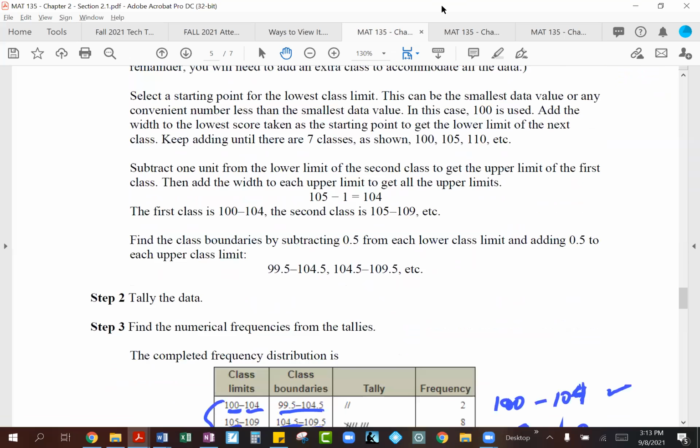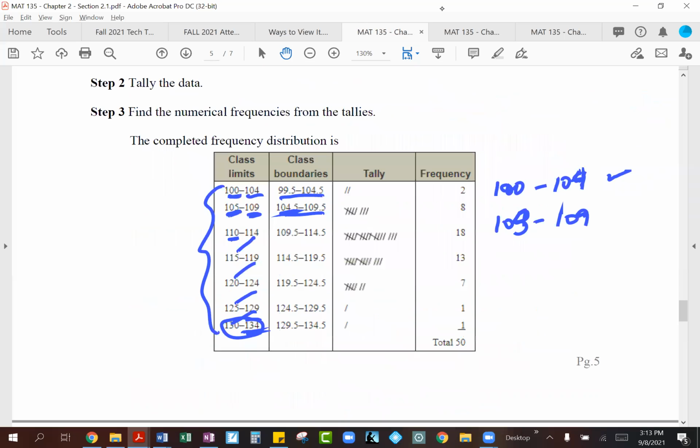And how we know that our class width is 5 is look at the difference from the lower class limit. So you can see when you go from 100 to 105, that's a difference of 5 units. When I go from 105 to 110, that's a difference of 5. 110 to 115 is a difference of 5. So that's where your class width is going to show up.